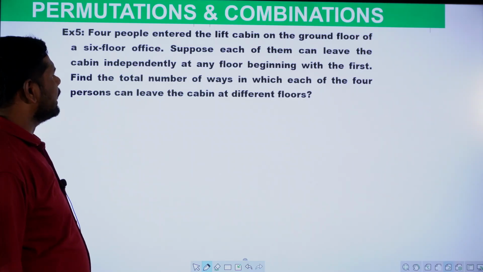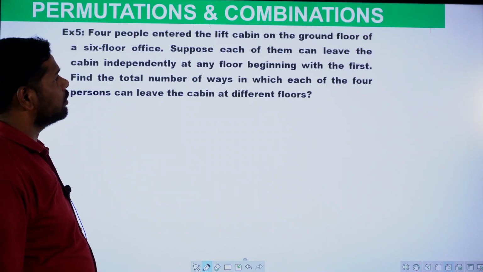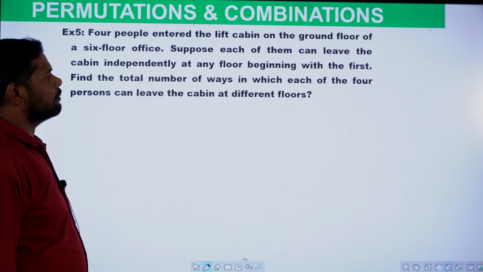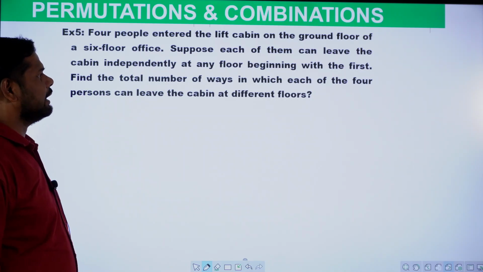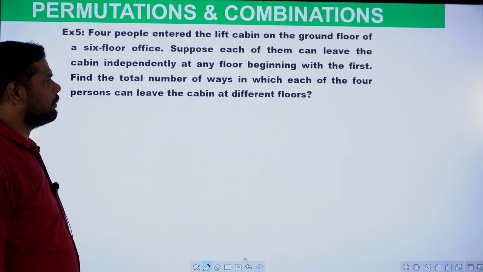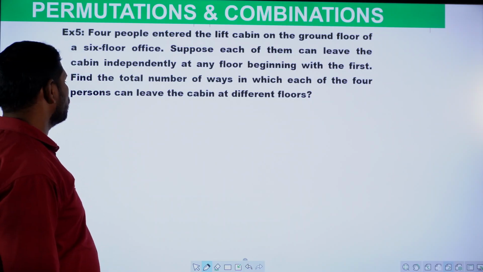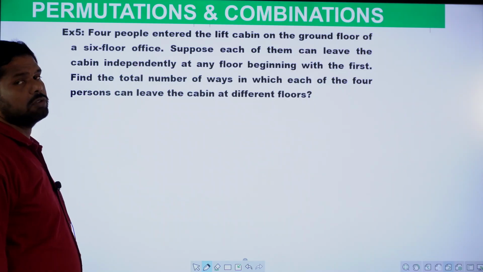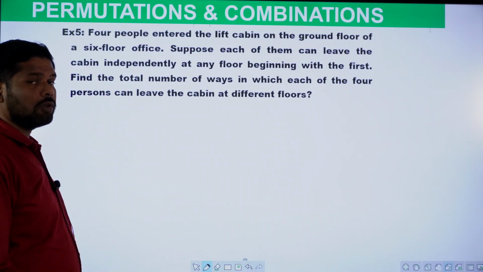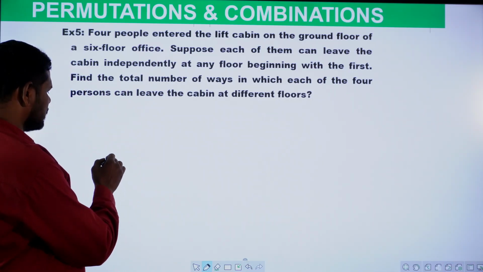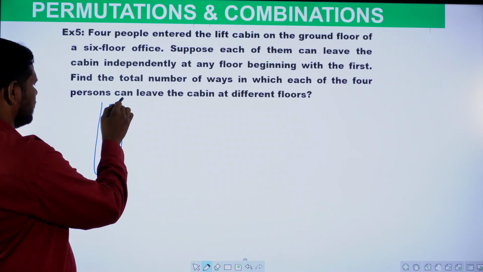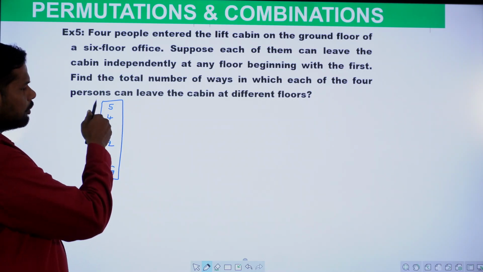Now, 4 people entered the lift cabin on the ground floor of a 6th floor office. Suppose each of them can leave the cabin independently at any floor beginning with the first. Find the total number of ways in which each of the 4 persons can leave the cabin at different floors. Just observe, 4 people entered the lift cabin on the ground floor of a 6th floor office. Means ground floor, first floor, second, third, fourth, fifth. Here 6 floors are completed, from the ground floor up to the 5th floor, right?